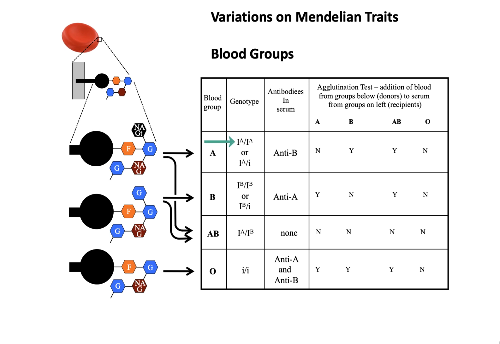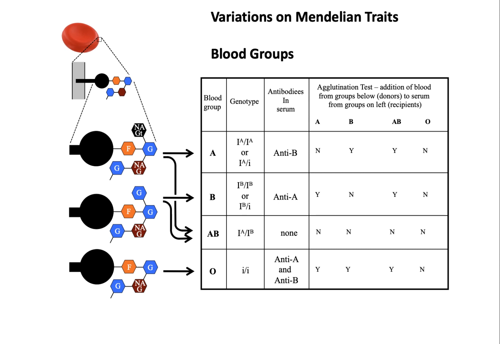So the genotype of A is either AA or AI, and the I means that there's not a gene there to add any sugar group. The BB is there, or the BI, which is again hemizygous, and it has the protein to put the glucose on there, but not another allele on the other chromosome. The AB is a heterozygote, and then the O has no allele at those two positions.